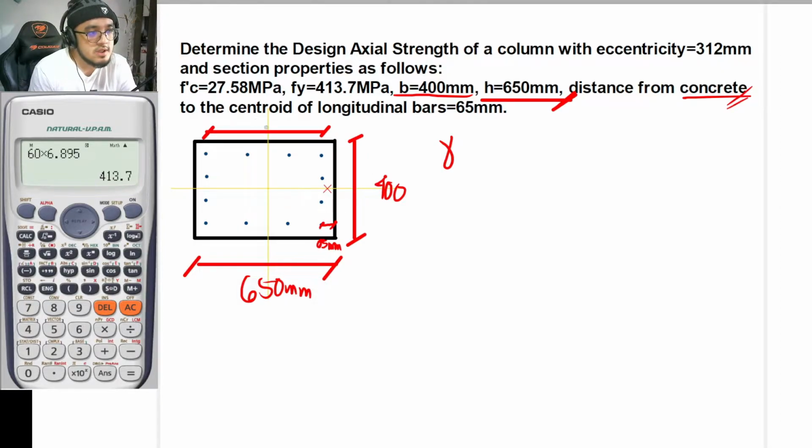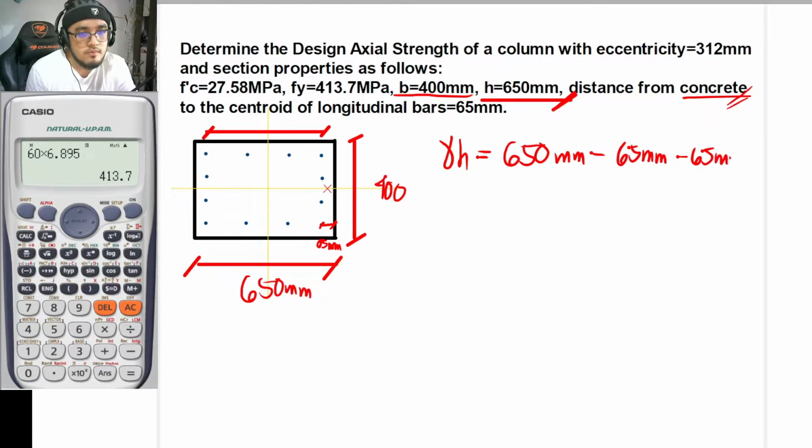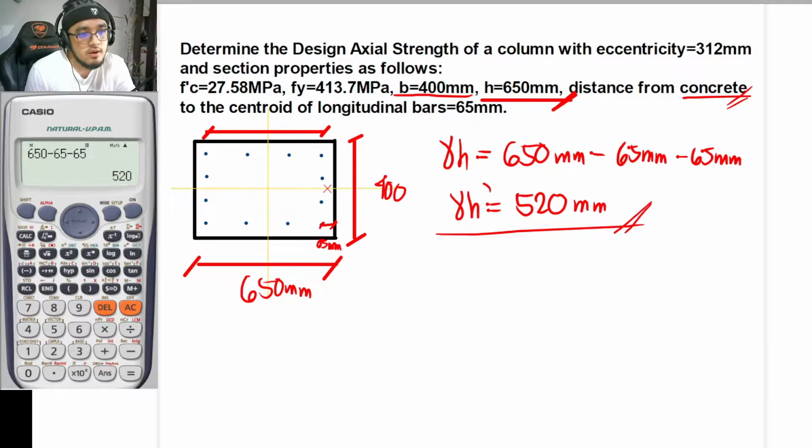So for your gamma h, I will just be writing them here first. Gamma h is to be equal to 650 millimeters minus the concrete cover here and the concrete cover here, or the effective concrete cover. So minus 65 mm, minus 65 mm, which accounts for both the right and the left side. With that, looking at the calculator, 650 minus 65 minus 65 is now to be equal to 520 mm.